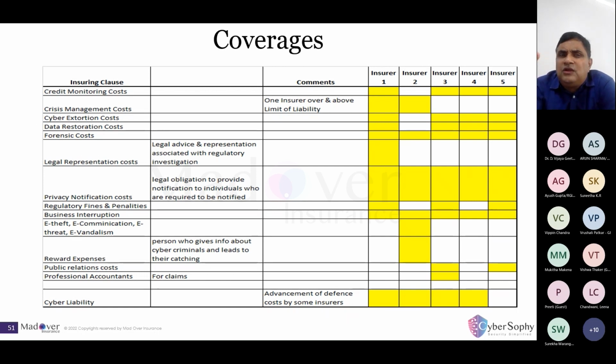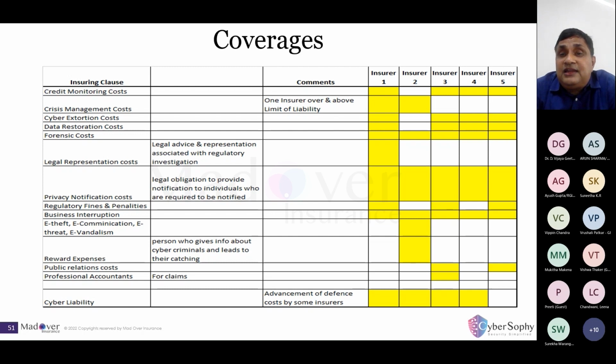I've just given you some of the insuring clauses or the insurance coverages. And just to give you an idea, I've not identified the insurance companies' names, just to tell you that there are different policies covering different things. I've given in the first column the different costs: credit monitoring costs, crisis management costs, cyber extortion cost, and so on. And I've shown you that there are many policies which are covering only part of it.